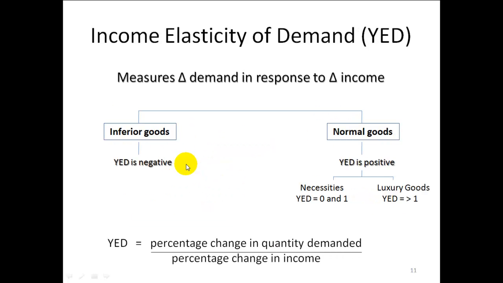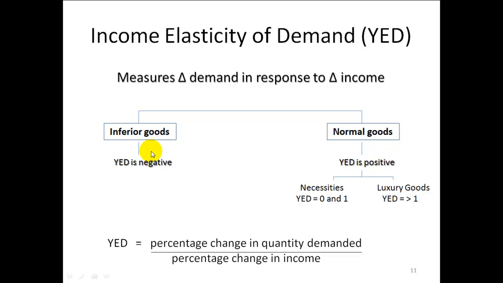Now let's try to understand the concept of income elasticity of demand, which is depicted by YED. And what does the income elasticity of demand do? It measures the percentage change in demand in response to a percentage change in income. And as we talk about this concept of income elasticity, we need to understand that economists, broadly speaking, categorize goods as either inferior or normal.